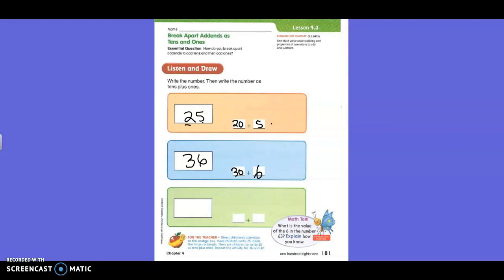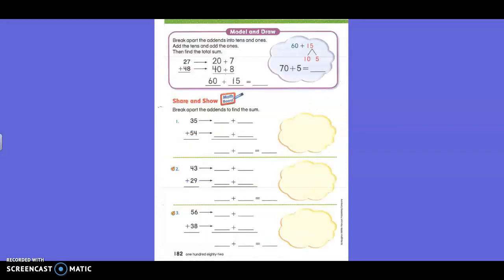All right. Now let's try this last one. 42 is the number that I want you to break apart. And I want you to do that one by yourself. Break it apart and write the numbers real quick. Okay, go to the next page.